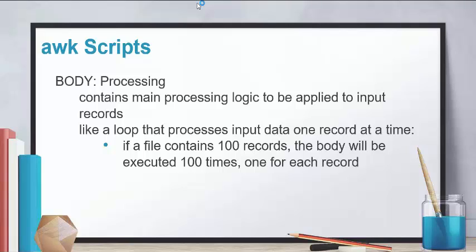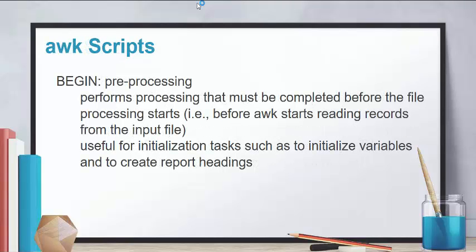Now the awkScript begin section. This is a pre-processing section. It performs the processing which must be completed before the file processing starts. It is useful for initialization tasks. कुछ task को initialize करना है, variable initialize करना है, कोई statement declare करना है. So you can use this begin part.